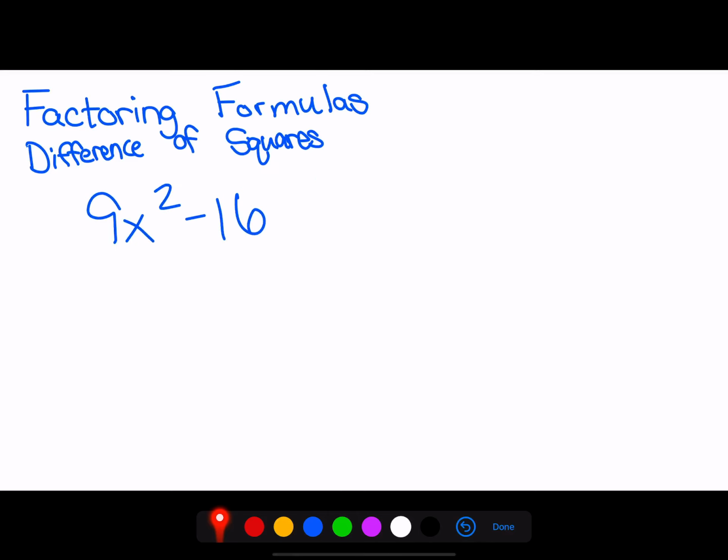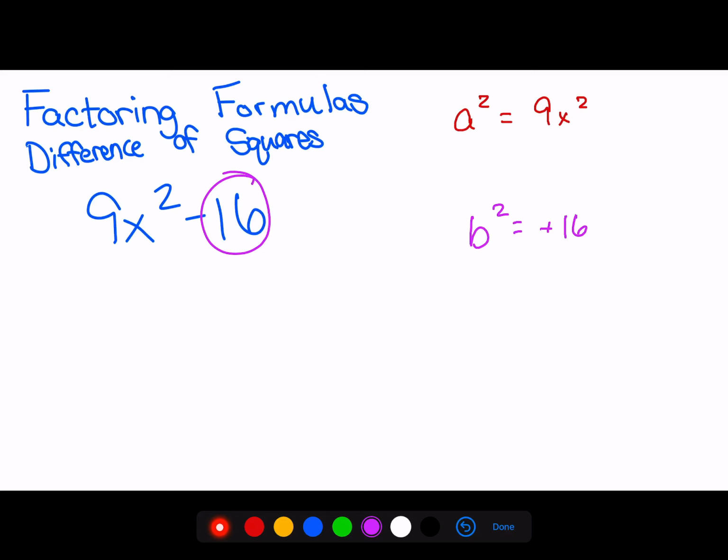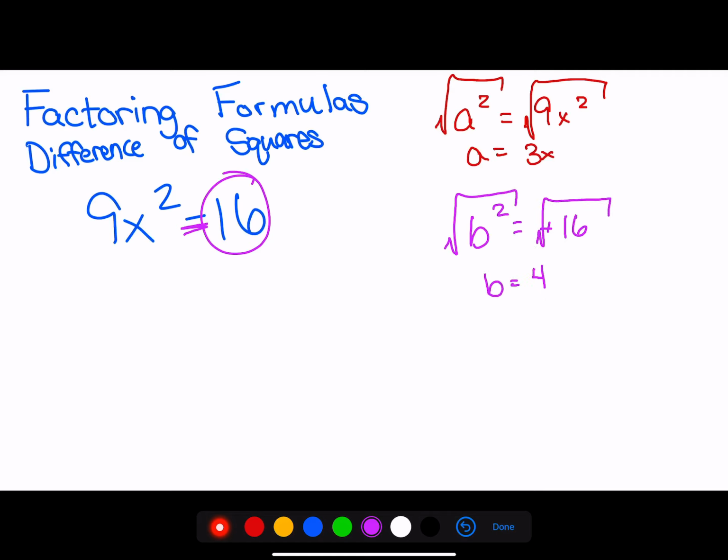That's it. So in this case, 9x squared minus 16. I'm going to say a squared is equal to 9x squared. And then down below it, I can say b squared is equal to negative 16. So if I want to solve these, I'm actually going to just say that this is positive 16 for now. I'm going to treat this as a separate number, and the minus sign is just part of our equation. So to solve these, I just take the square root of both sides. I want to get a by itself. So a is equal to 3x. For my b, I take the square root. Square root of 16 is 4, so b is equal to 4.